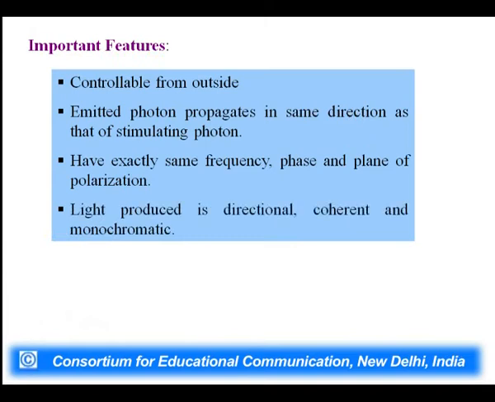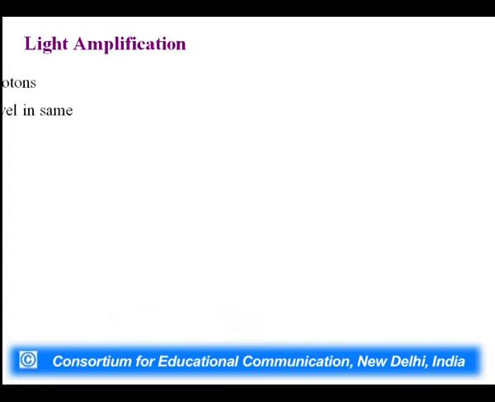What are the important features of stimulated emission? It is controllable from outside, meaning we stimulate the atom to jump from the higher state to the lower state. Second, the emitted photon propagates in the same direction as the stimulating photon, and has exactly the same frequency, phase and plane of polarization. The light produced is directional, coherent and monochromatic. These are the characteristics of laser light.